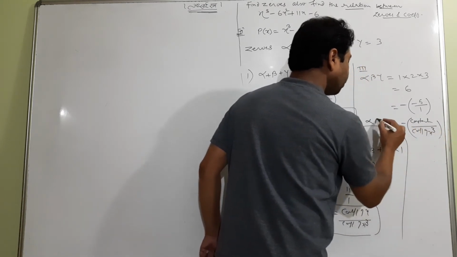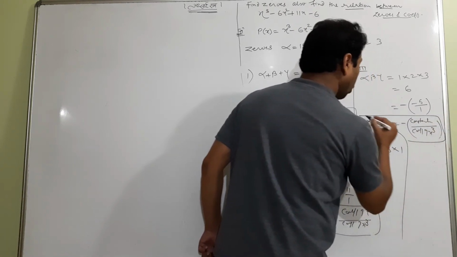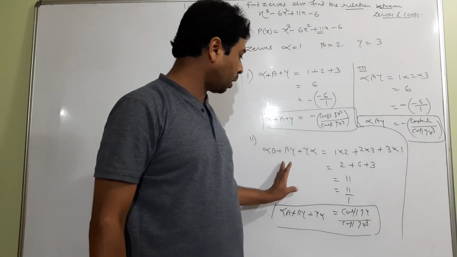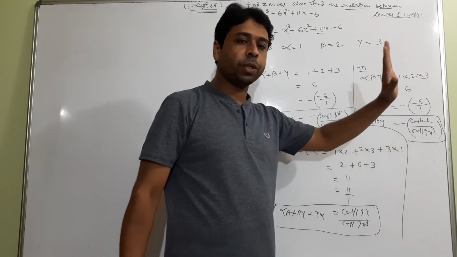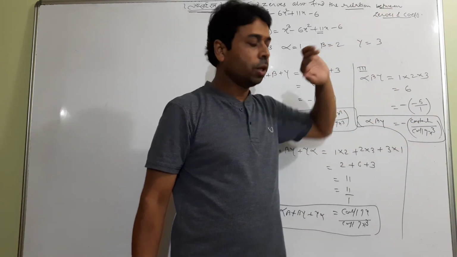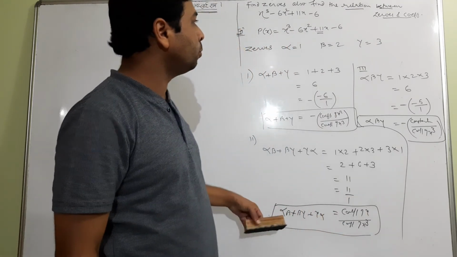Now student, keep in mind that this always happens. Alpha plus beta plus gamma always negative. Alpha beta, beta gamma, gamma alpha always positive, and alpha beta gamma always negative. So these are the relations between zeros and coefficients. Hope it is good enough for you.